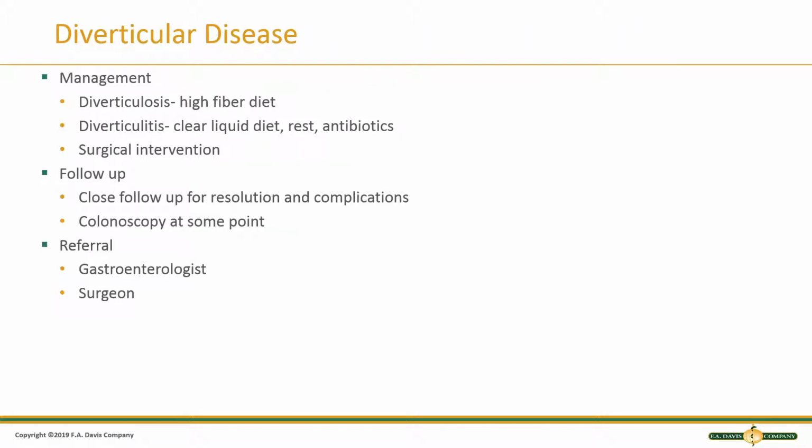Uncomplicated or asymptomatic diverticulosis can be managed with a high-fiber diet. Symptomatic mild diverticulitis can be managed with clear liquid diet and rest. If there is evidence of an infection, a broad-spectrum antibiotic is given, such as Augmentin or Cipro, plus metronidazole for 7 to 10 days. If there is more acute infection, hospitalization is needed with IV antibiotics, hydration, and analgesia.